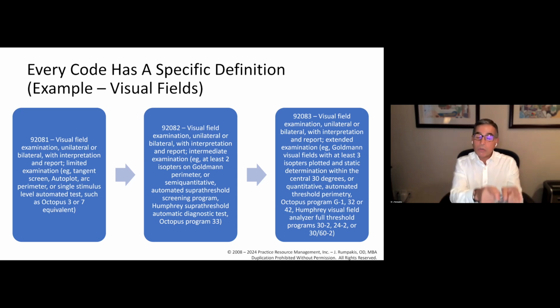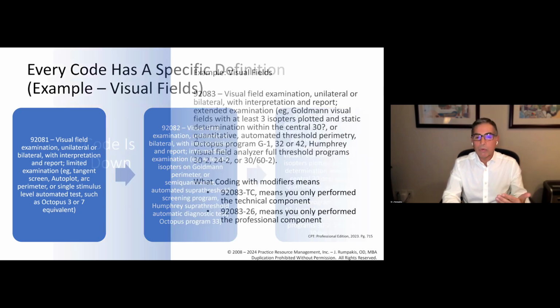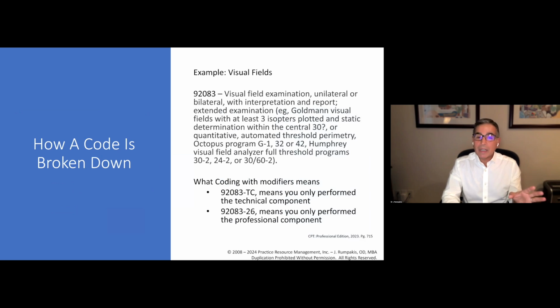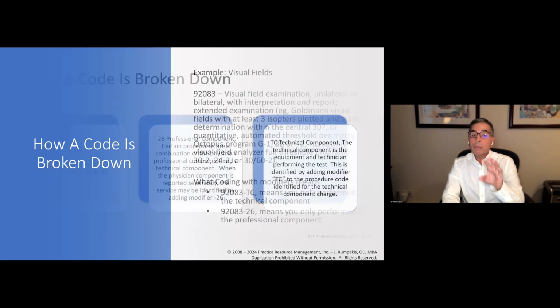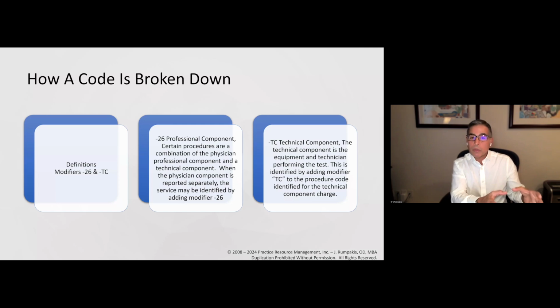So again, it's up to you, doctor, to determine which level of a visual field is most clinically appropriate for that patient based upon what you're either suspecting as a diagnosis or what you've already diagnosed overall. Remember, visual fields, just like any test, is broken down into 2 different components, the technical component and the professional component. The professional component is your interpretation and your report. The technical component represents the equipment and the technician performing the test. That's why you can't bill for staff time and the test at the same time, because that would be a redundant or a double billing of that overall.